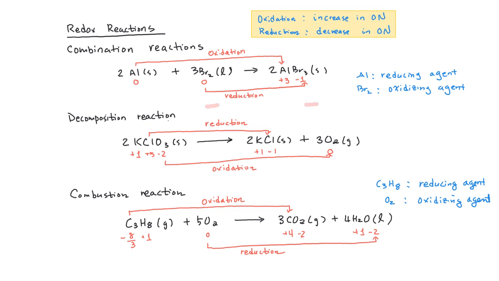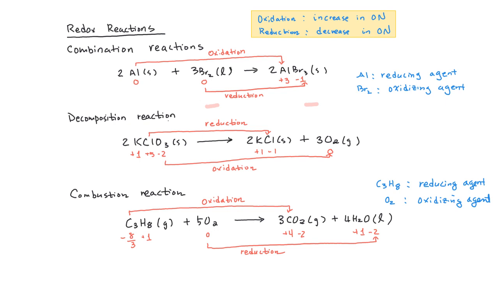+3, which indicates that aluminum underwent oxidation because the oxidation number increased. On the other hand, when you focus on bromine, the oxidation number has been decreased from 0 to -1. So we can say that bromine underwent reduction. Since we learned about the definition of reducing agent and oxidizing agent, in this case, aluminum acts as a reducing agent. On the other hand, bromine acted as the oxidizing agent.